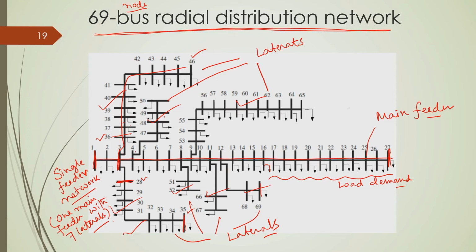Okay. Then node 4 is connected to one lateral, this is from node 47 to 50. Then node 8 is also connected with a lateral which consists of 2 nodes, node 51, node 52. Node 9 is connected to one lateral which has node 53 to node 65, and similarly node 11 and 12, 2 laterals. Okay. This is the 69 node or 69 bus distribution network.